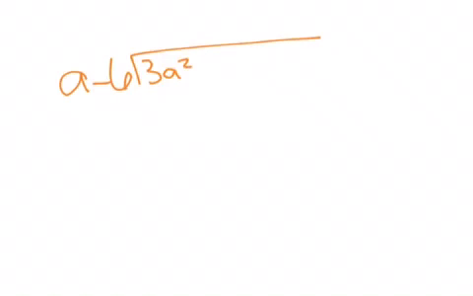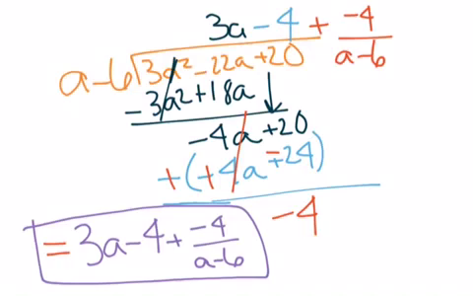Let's do a minus 6 dividing into 3a squared minus 22a plus 20. Okay? So right now I want you to try to pause the video and see if you can try and solve this. As a hint, there is a remainder. So we'll have a remainder. Make sure you put the remainder over a minus 6 as the divisor, okay? Alright, good luck. When you're ready to hit play, we'll see if you did it correctly.